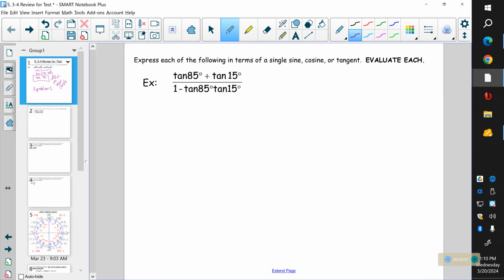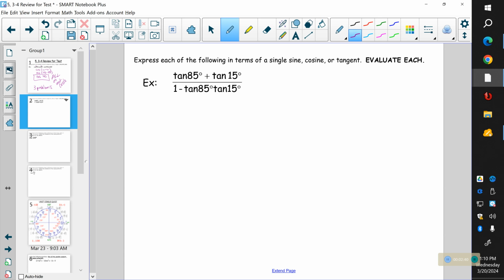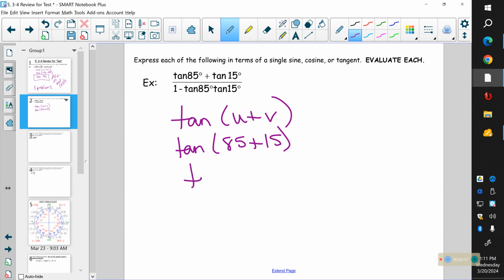Okay? Next, I give you the tangent of 85 plus the tangent of 15. Well, what formula is that? If I have plus on the top and then on the bottom I have minus, that's going to be the sum. So that is going to be the tangent of u plus v. What is u? 85. What is v? 15. So that's the tangent of 100. Now on the test, I will give you a problem that is actually on the unit circle, and then you will give me the tangent of that value. Yes? 3 of them.